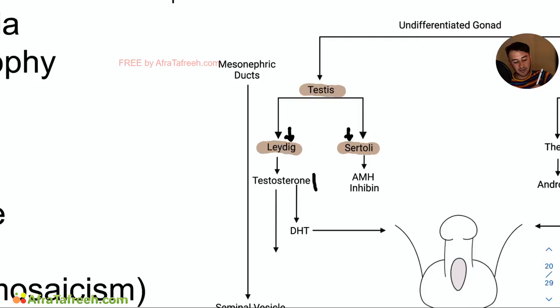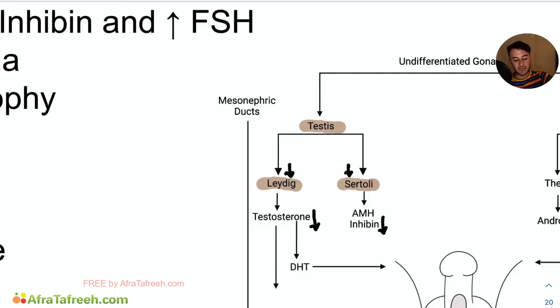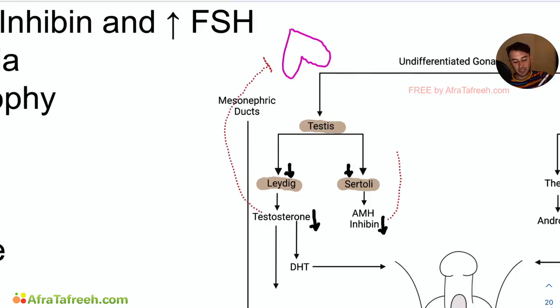So we're going to have decreases in testosterone as well as decreases in inhibin. And I'm going to draw here an imaginary pituitary gland because this is going to be important in terms of feedback. So the pituitary gland usually is going to receive negative feedback from production of testosterone and production of inhibin from the structures in the testes.